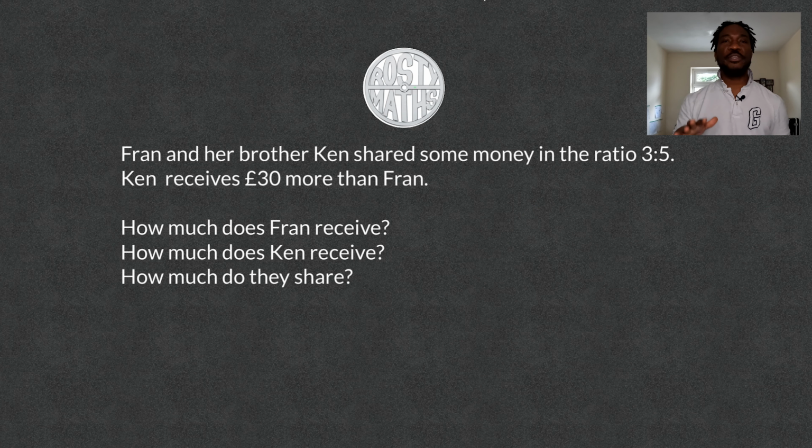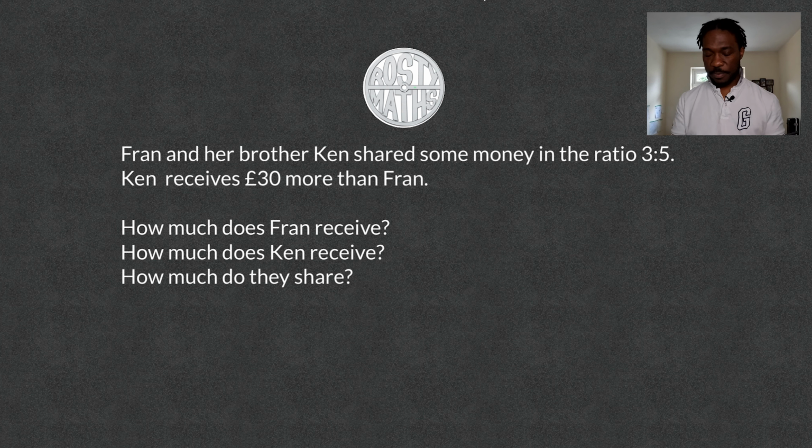Okay, so right before you now you can see the question that we are going to consider for today, and the question says Fran and her brother Ken shared some money in a ratio of 3:5. Let's point out some important information here. Clearly, they are not receiving the same amount of money here because Fran is getting 3 parts of the money and Ken is getting 5 parts of the money. Ken receives £30 more than Fran, so we don't actually know how much money was shared. We just know how much extra money Ken got.